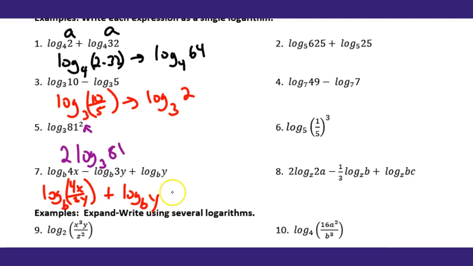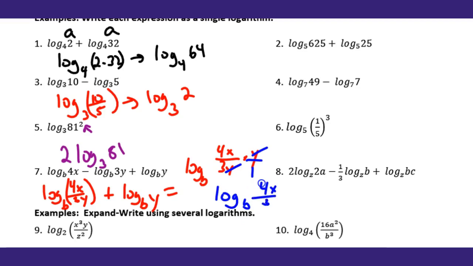So what you do is this. You get log base b of 4x divided by 3y times y because it's plus. All right. Now, if you remember your properties of multiplication, see those y's? This is y over 1, right? So I could actually cancel those out. So my final answer is going to be log base b of 4x over 3.